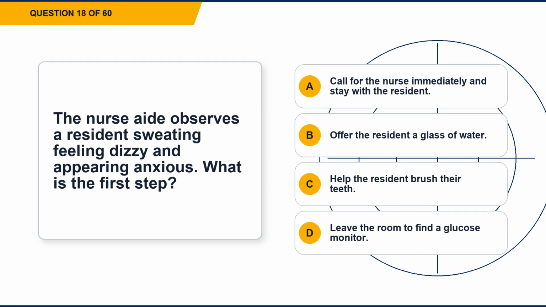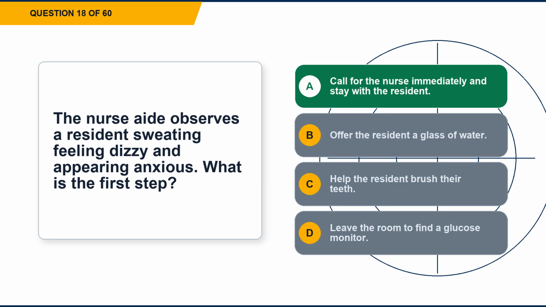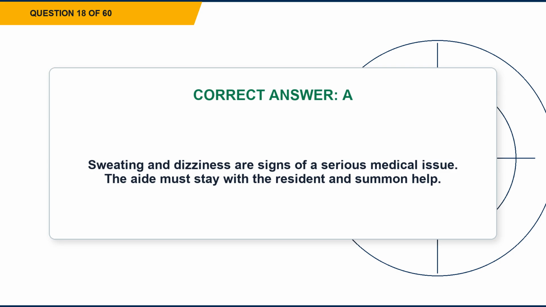Question 18. The nurse aide observes a resident sweating, feeling dizzy and appearing anxious. What is the first step? Option A. Call for the nurse immediately and stay with the resident. Option B. Offer the resident a glass of water. Option C. Help the resident brush their teeth. Option D. Leave the room to find a glucose monitor. The correct answer is option A. Call for the nurse immediately and stay with the resident. Explanation. Sweating and dizziness are signs of a serious medical issue. The aide must stay with the resident and summon help.